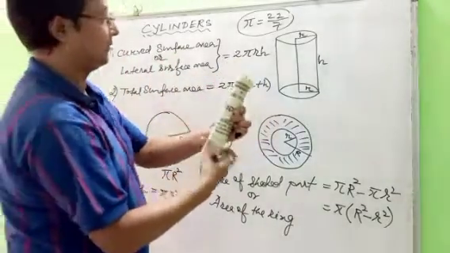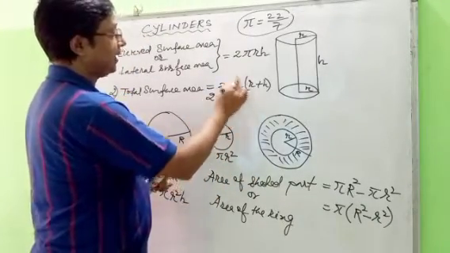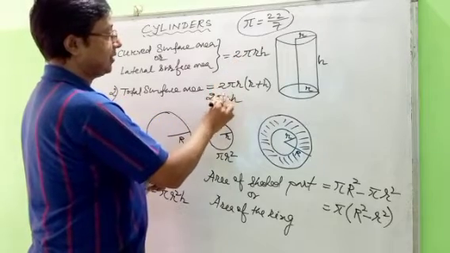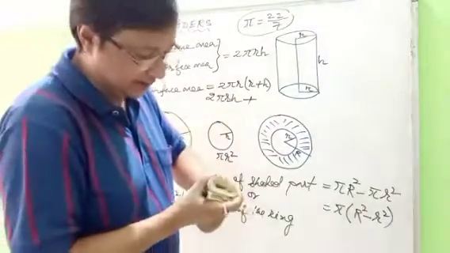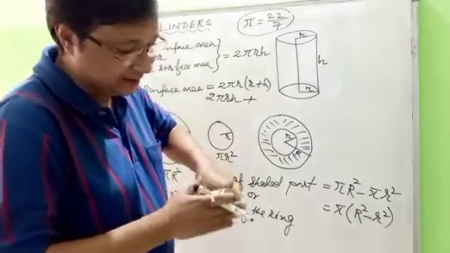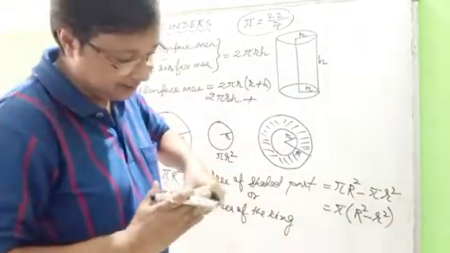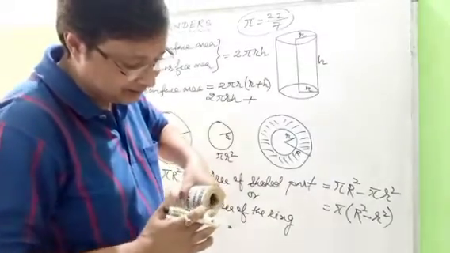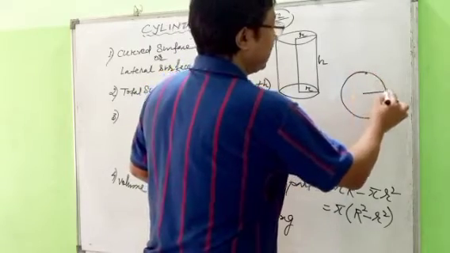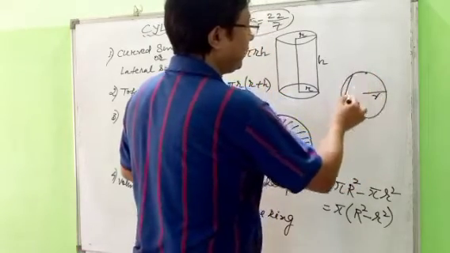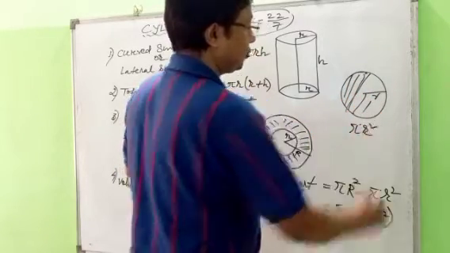This complete curve is given by 2 pi r h, radius and height, plus you have one circular ring. Think that there is a surface because it's a solid one. So this is circular, and you get the area of a circle. Supposing the radius is r, the whole area of this circle is given by pi r square.